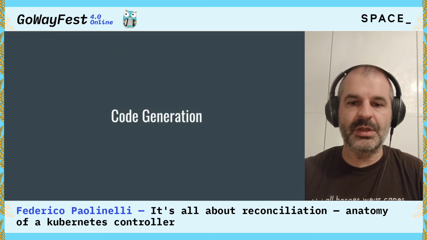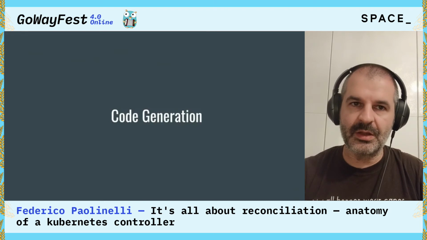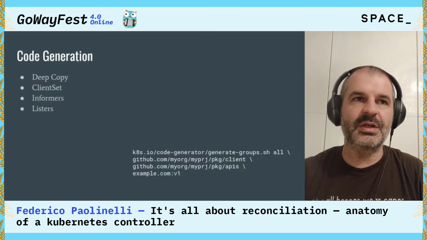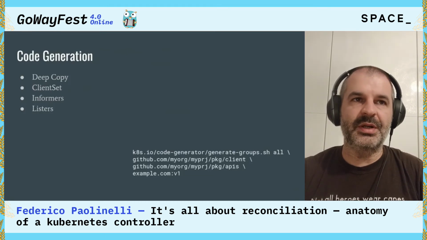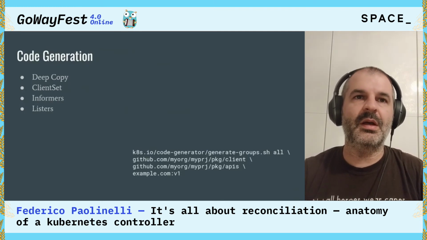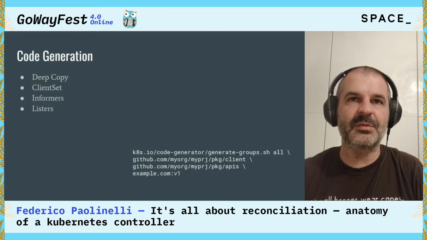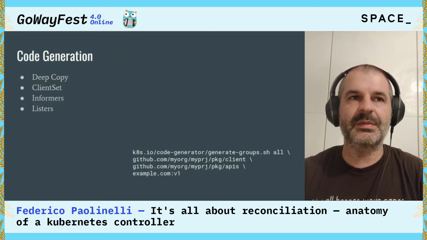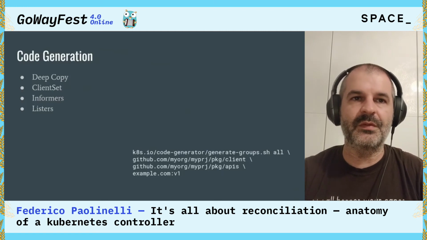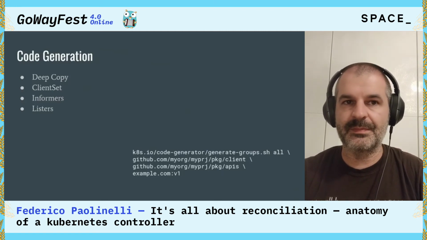And this is true because ClientGo comes with a code generator that allows us to generate some niceties for us. So for example, the deep copy method, it allows also to generate a client set, to generate informers and listers. It's a bit tricky if you're using Go mods, but it generates a lot of code for us while we are waiting for templates.